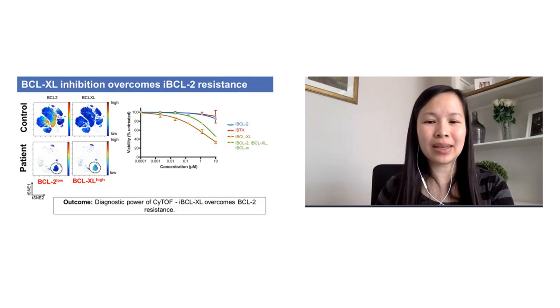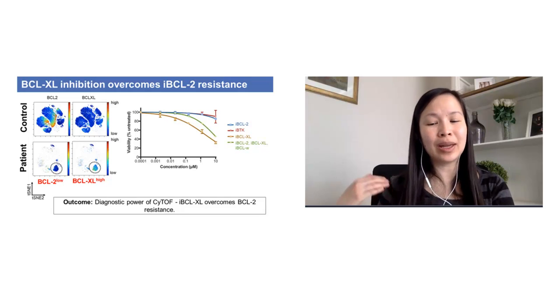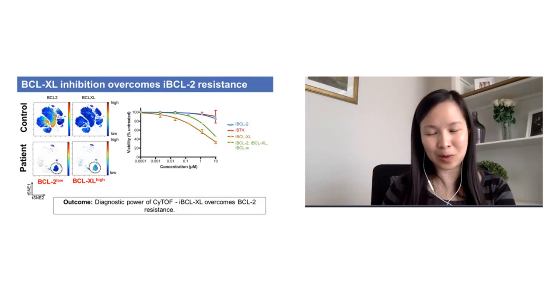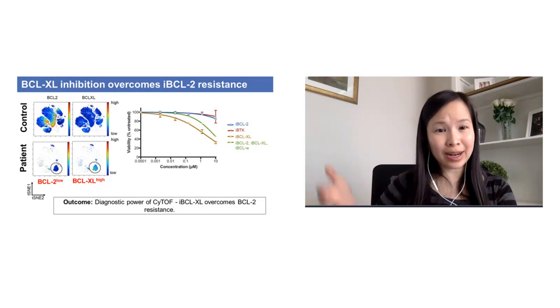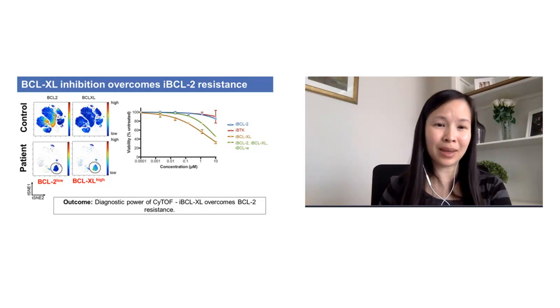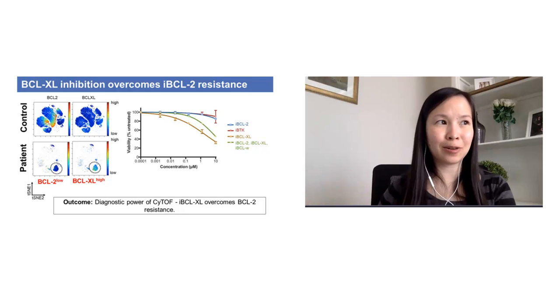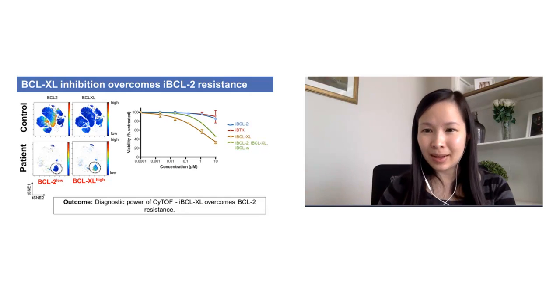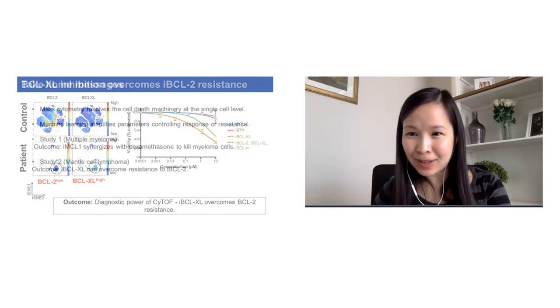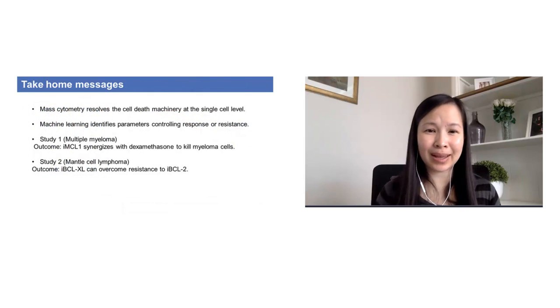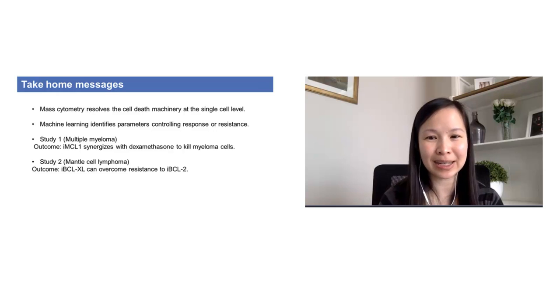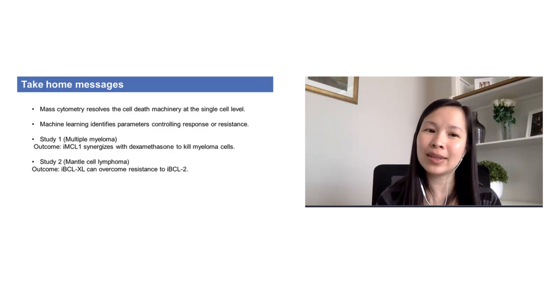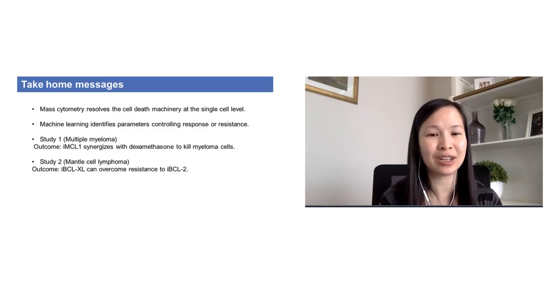So it shows that this patient basically developed a resistance to an inhibitor of BCL2 by overexpressing BCL-XL, and it was something that we could pick up with our CyTOF panel. So I would like to finish with a take-home message to say that we've used mass cytometry technology to really resolve the proteins in the cell death machinery at a single cell level.